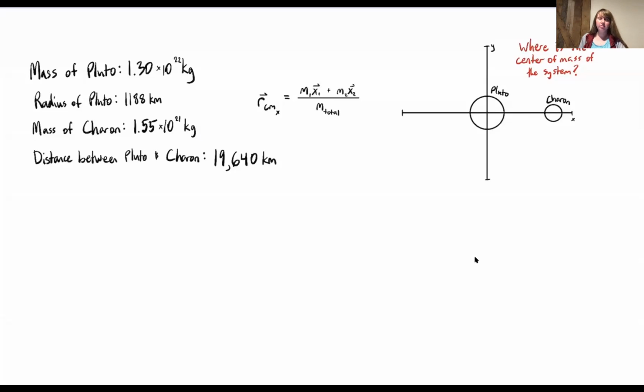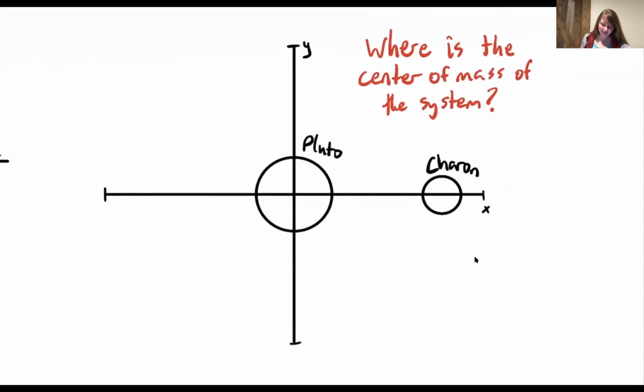We need a few variables or values first. We need the mass of Pluto, we need the mass of Charon, and we need the distance between the two of them. We have all of these. And also, I have the radius of Pluto here. I'm going to use that after we calculate where the center of mass is. We also have our equation that we're going to use, our center of mass equation. And if it was a little hard to visualize the grid that I was talking about earlier, here's an example.